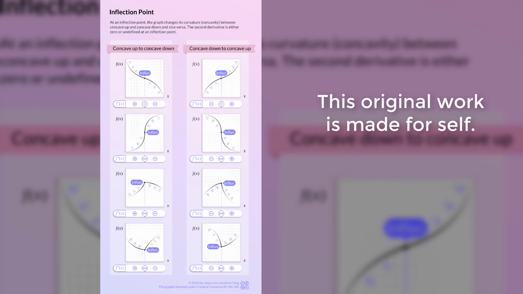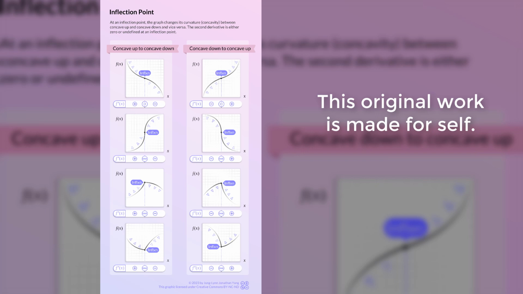My name is Jung-Lynn Jonathan Yang, and I'm the sole creator and sole copyright holder of this graphic that summarizes the concept of the inflection point in calculus. This graphic is made for my own personal use. I'm making this work in progress video to demonstrate that this is my original work.